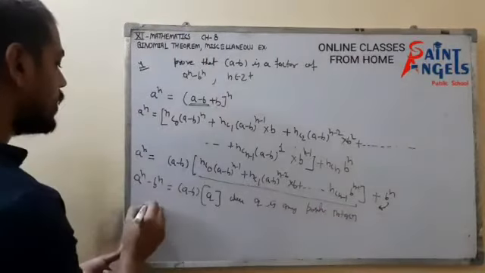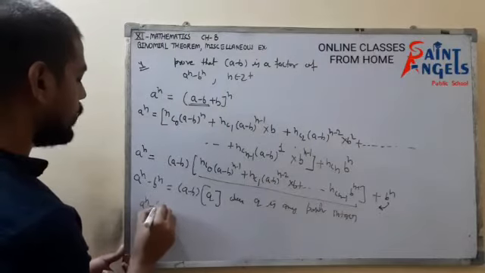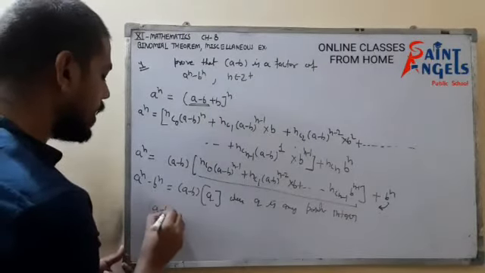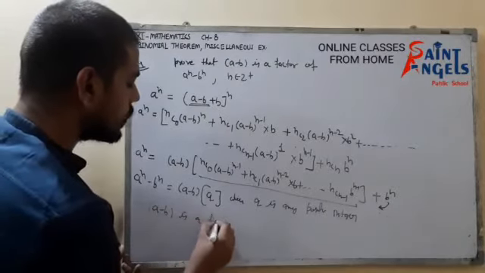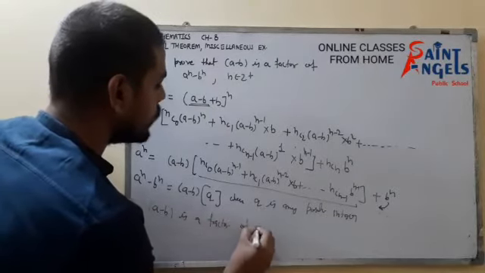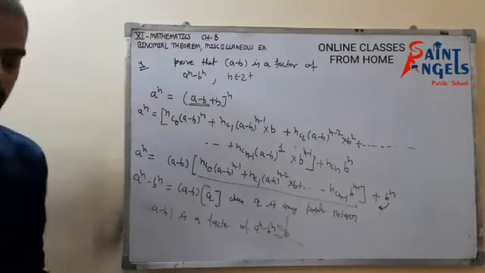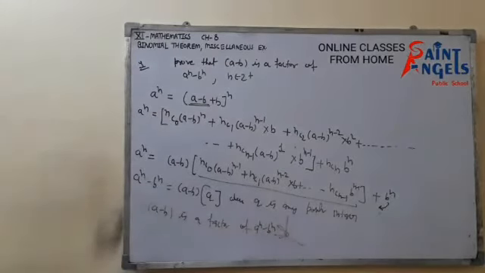Okay, so it means what? A to the power n minus b to the power n is equal to a minus b into q. It means a minus b is a factor of a to the power n minus b to the power n. Hence proved. Okay, very easy question. Now please pause the video and note it down.